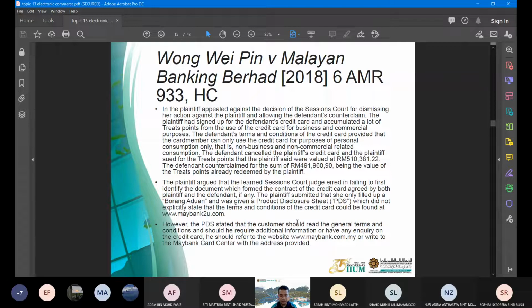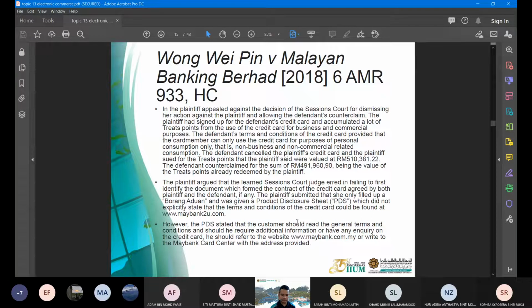The defendant further counterclaimed that this amount, 491,000, being the value of the trip points, had already been redeemed by the plaintiff. Then the matter went up to the Sessions Court. The issue here is that the plaintiff is trying to say that she was given this product disclosure sheet, but she was not explained the terms and conditions of the credit card.